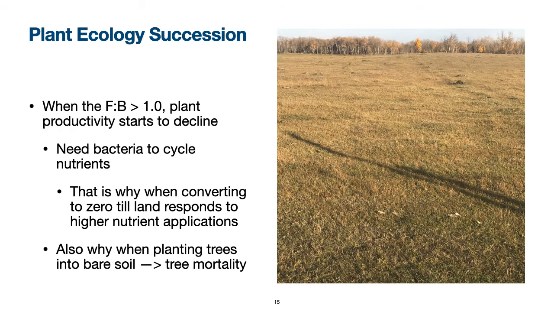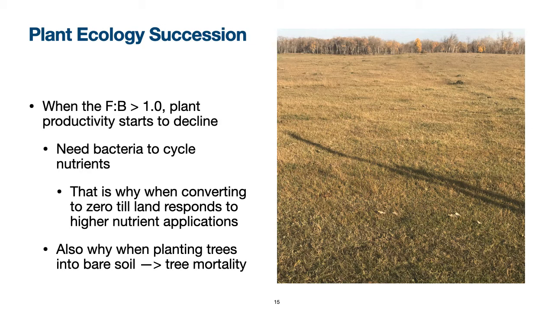When we have a fungal bacteria ratio over 1.0, or 1 to 1, we usually start seeing plant productivity start to decline. And that's normally because when we go into a management where we're not fostering that bacteria to grow and thrive, our nutrient cycle starts slowing down.